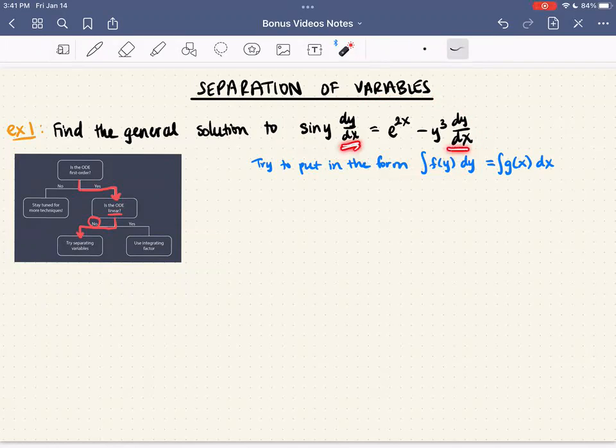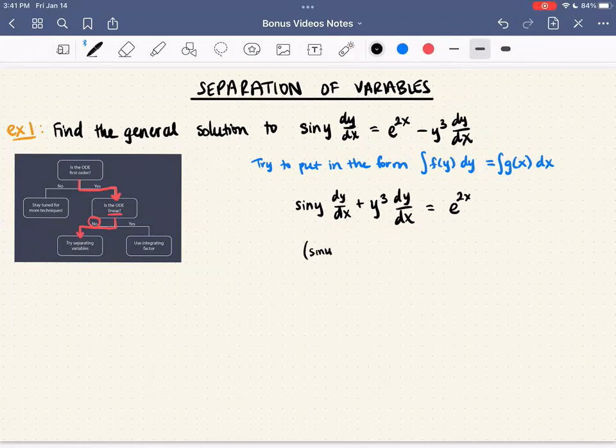Now, notice that I have two terms that have dy/dx. So I'm going to try to get those together and then factor out the dy/dx. So I'll have sine of y times dy/dx plus y cubed dy/dx. I'm just moving this term over to the left here. And that's equal to e to the 2x. Now that I have my dy/dx terms together over here, I'm going to factor them out. So I'll have sine y plus y cubed, that whole quantity, times dy/dx equals e to the 2x.